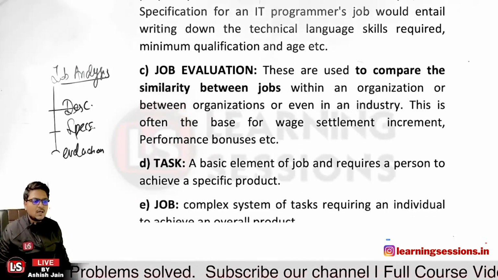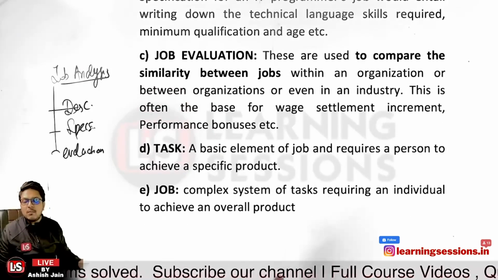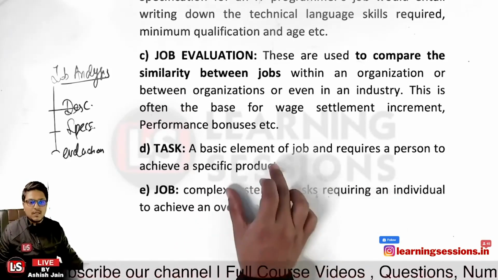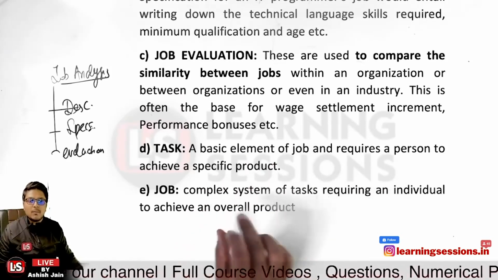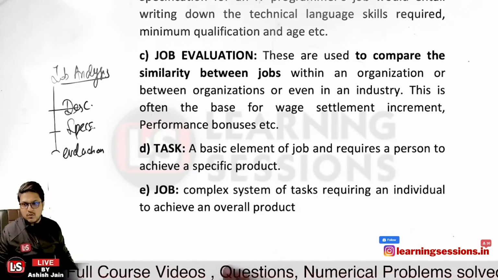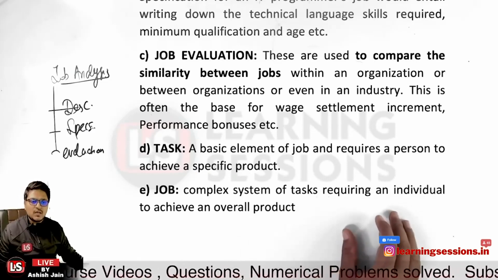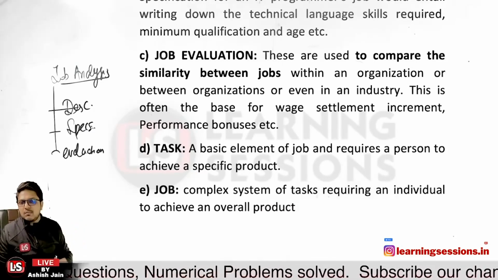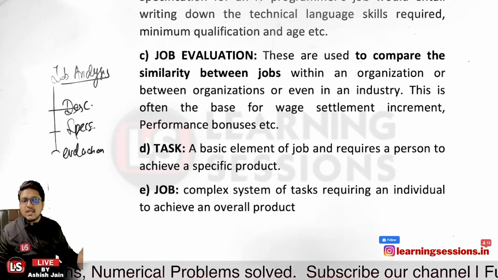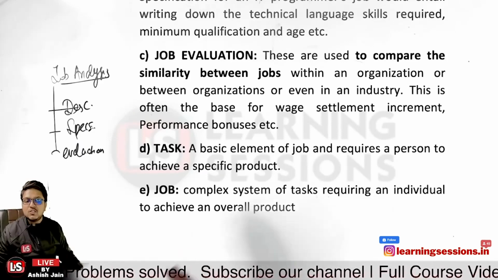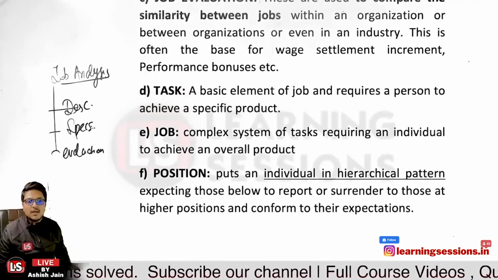Okay, and the fifth one is related to job. It's complex, so multiple tasks form a job. We can say a complex system of tasks requiring an individual to achieve an overall product, that is said to be a job. If I'm performing particularly related tasks, which are a composition of multiple tasks, that is a job itself. Okay, and further related to position.